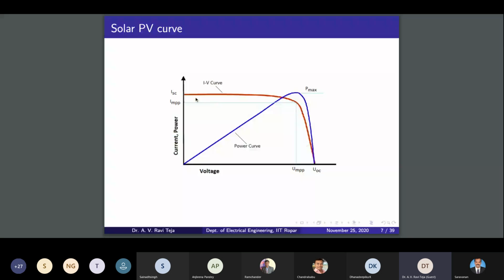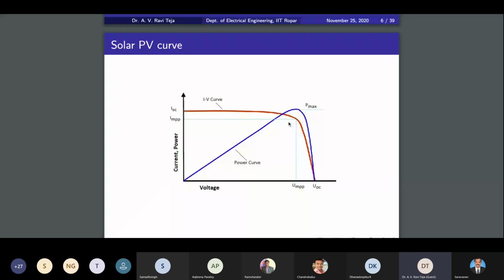So at any given location, for a given irradiation also, the power will vary and it will reach some maximum, and then the power will fall down again. Corresponding to that, the current and voltage also will change. This is the typical characteristic of a PV panel. So for a given irradiation, if we operate at different voltages, we get different powers. So at a given irradiation, we have to operate at maximum power, which is called the maximum power point.